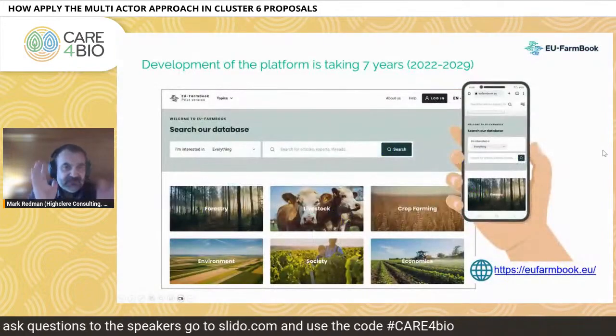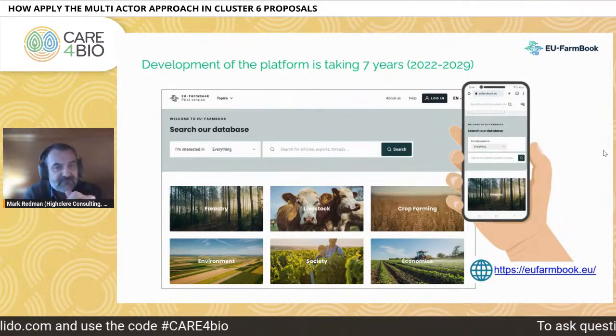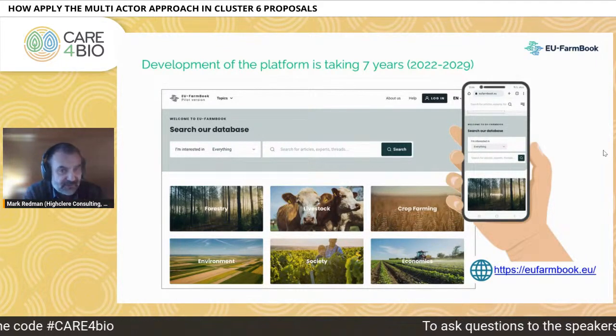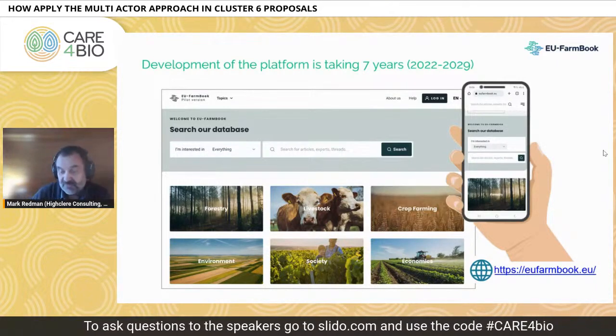So the important point to remember, to be aware of, is the fact that the development of a platform is actually a long-term process. It's taking 7 years. We're already just about 1 year into the process.